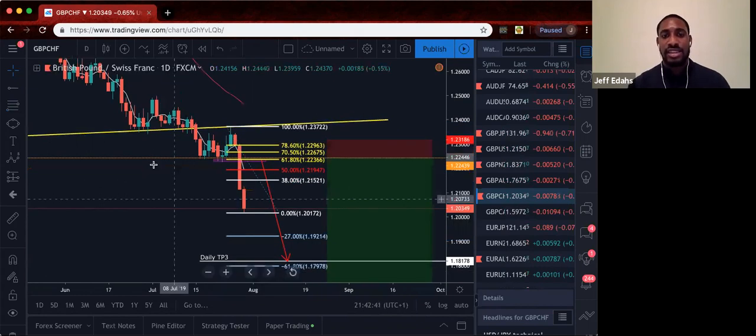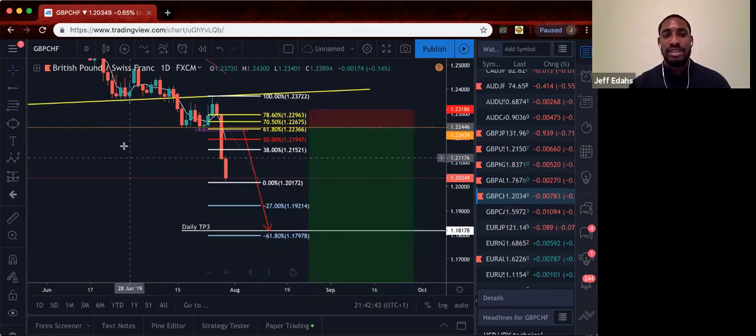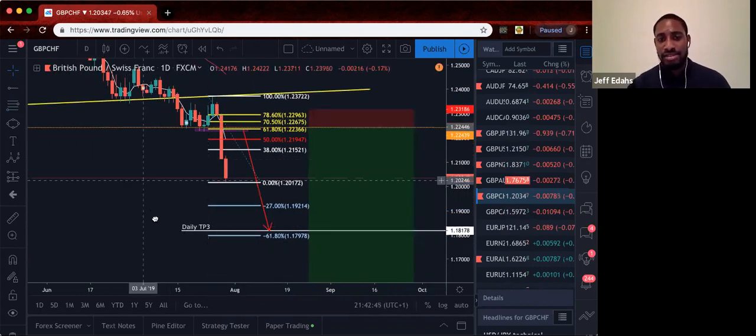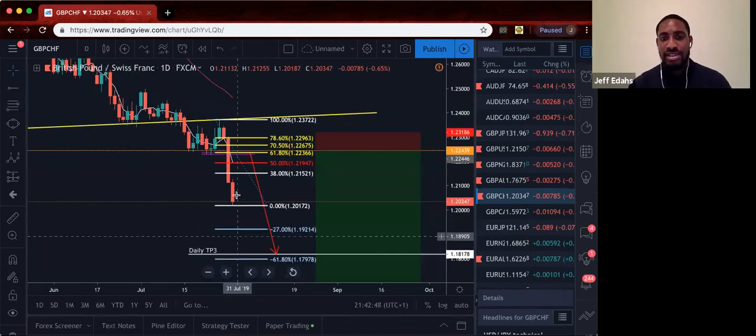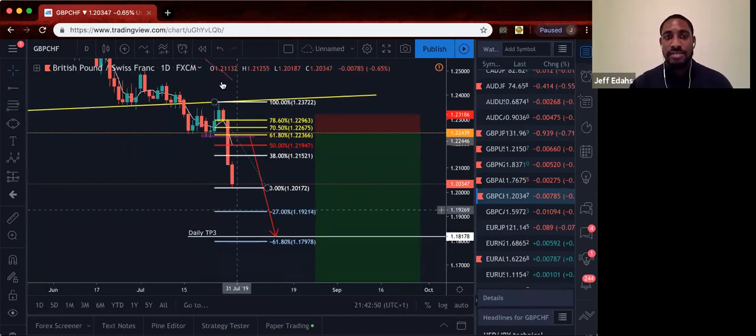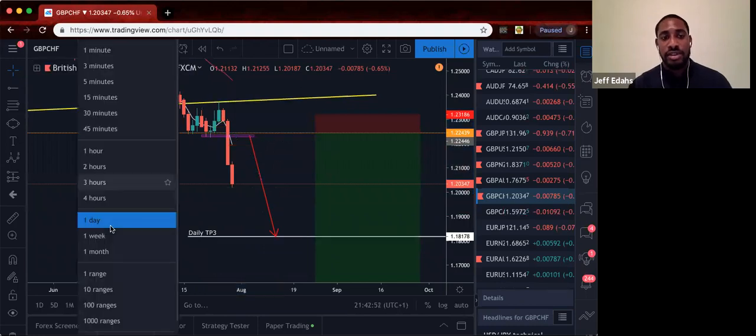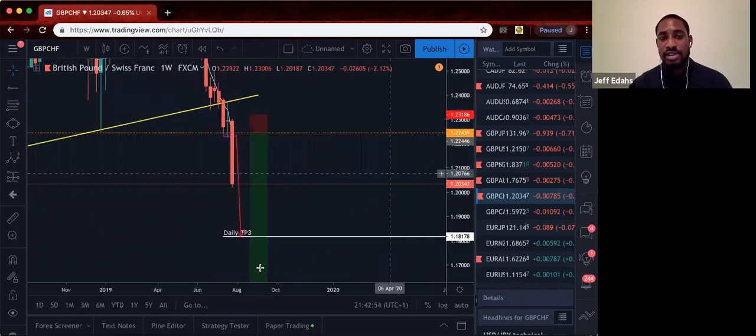I've done this one slightly different. My TPs are now from the weekly because, I'll show you how. Usually it's minus 27 and minus 61 on my TPs. But when I actually analyzed this trade, I analyzed it on a weekly, and I'll show you something.